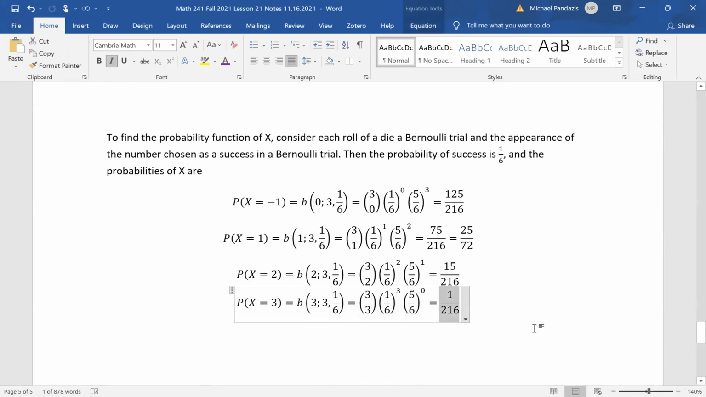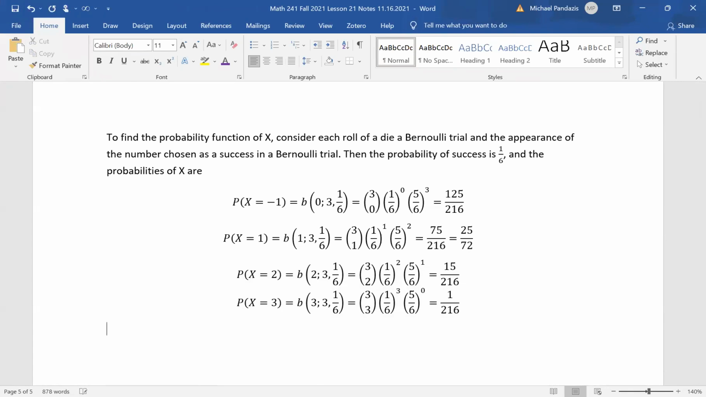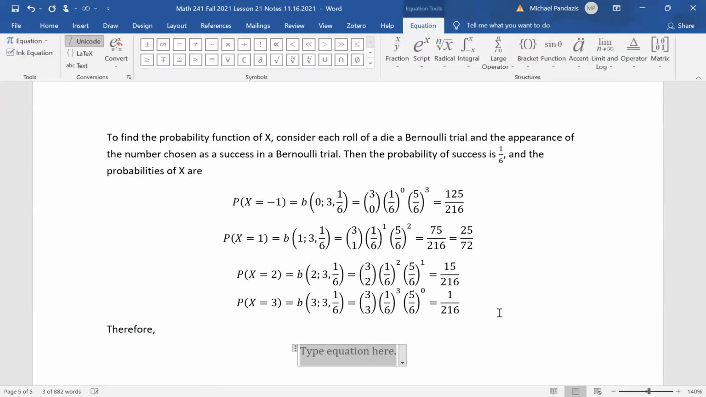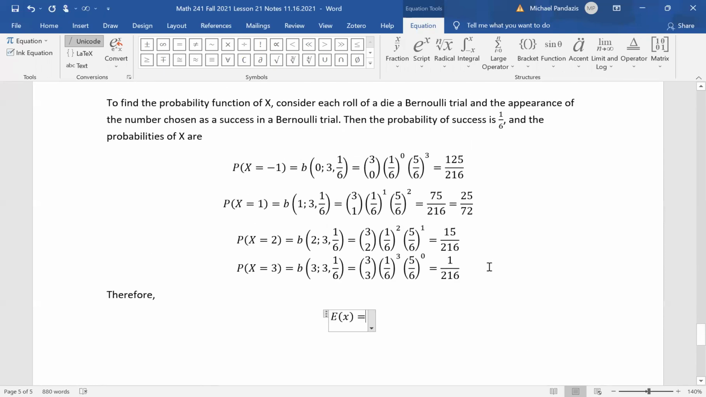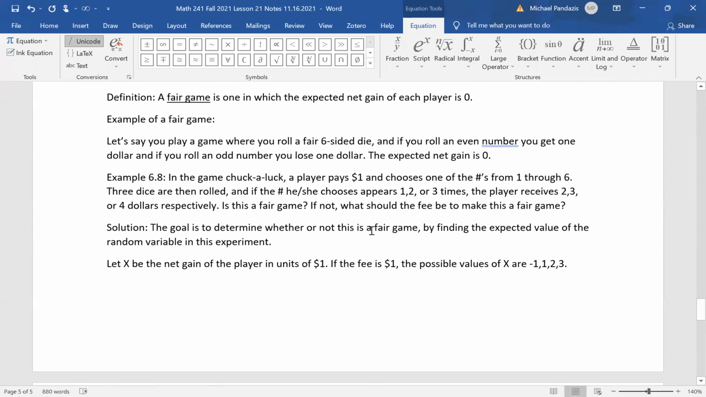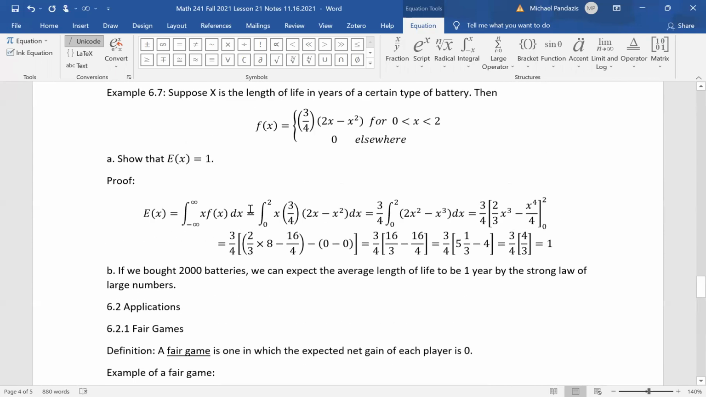So it'll happen 1 out of every 216 times on average, for a large number of dice rolls. Therefore, E of x is equal to: you take each possible value of x, multiply each of them by the probability that x takes on that value, and add up the products.